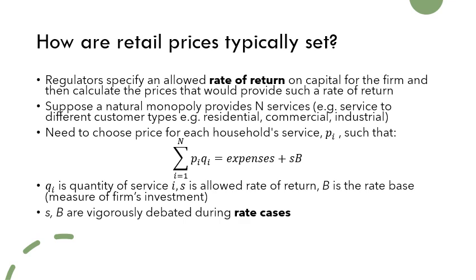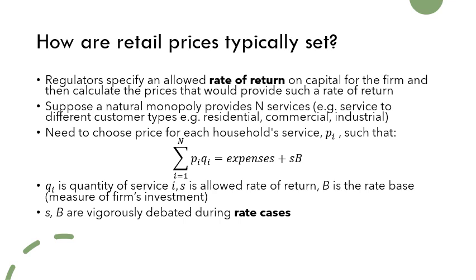S is the allowed rate of return, which is a fraction, and B is the rate base, the measure of the firm's investment. So they're basically getting the expenses, which would be things like labor costs and input costs, like the cost of coal or natural gas. And then B is the amount that they've invested, essentially their capital expenditures or their fixed costs. And S is a fraction of their fixed costs. They want to be able to generate revenue to cover their fixed costs, and that's what S is doing here. Every year they're going to get some fraction of their fixed costs back from the consumers.